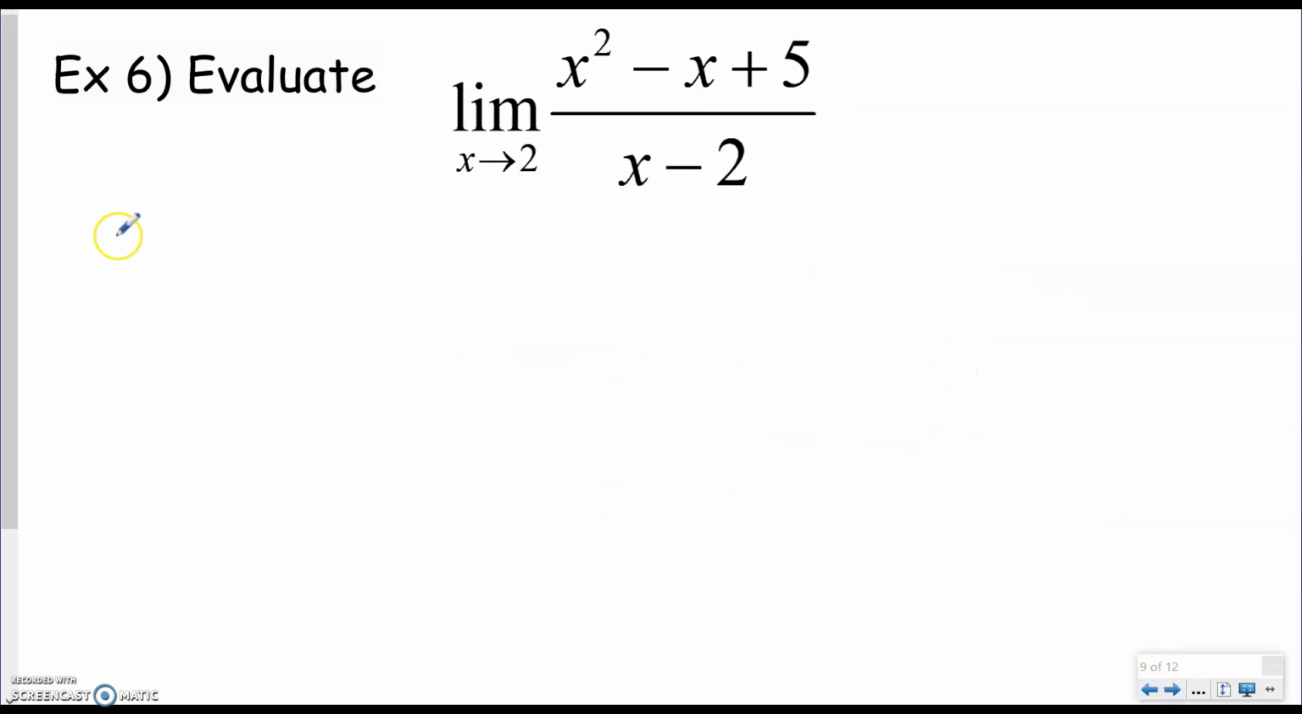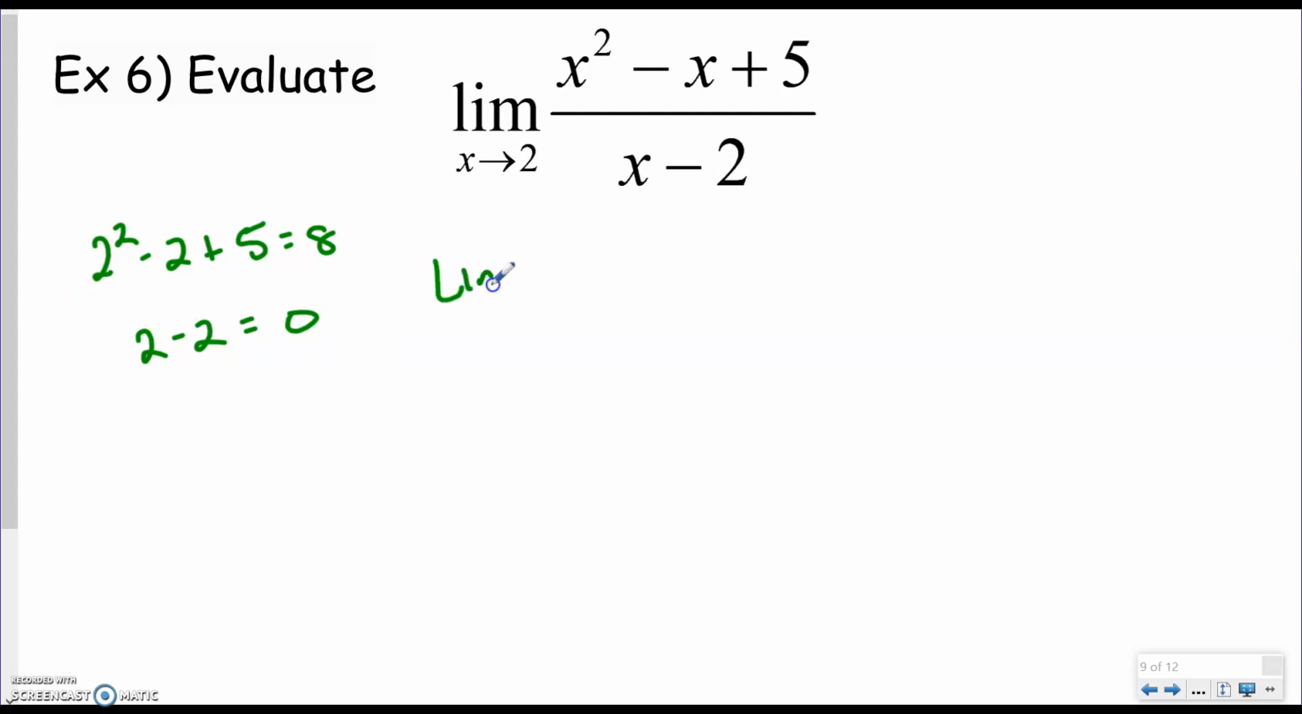Okay, next one. When I substitute 2 squared minus 2 plus 5 gives me 4 minus 2 plus 5. So 4 minus 2 is 2, plus 5 is 7, and then 2 minus 2 is 0. This is not an indeterminate form. So what you need to do is look at the left side and the right side.